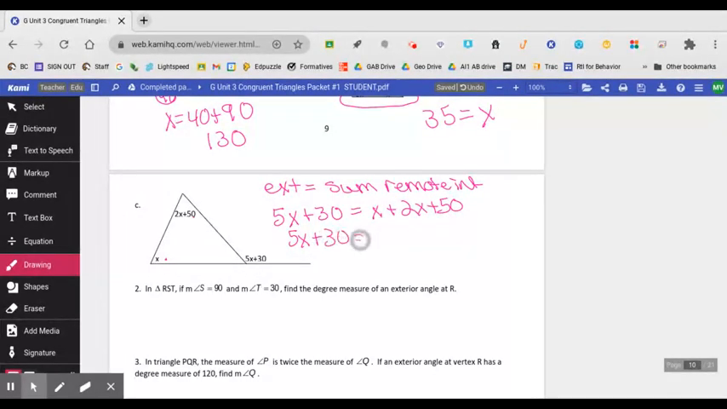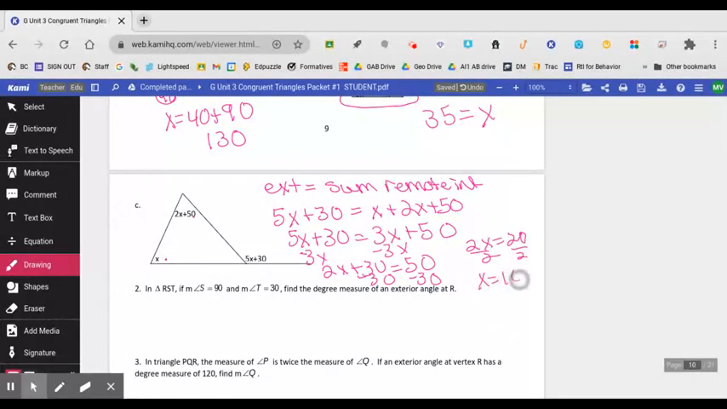5x plus 30 equals 3x plus 50. I'm going to subtract 3x. 2x plus 30 equals 50. Subtract 30. 2x equals 20. We divide by 2. And x equals 10.